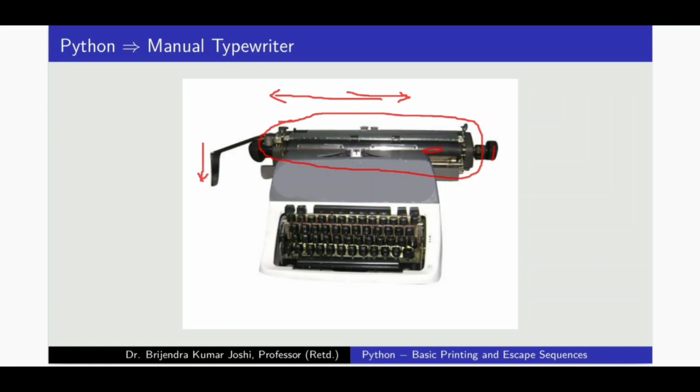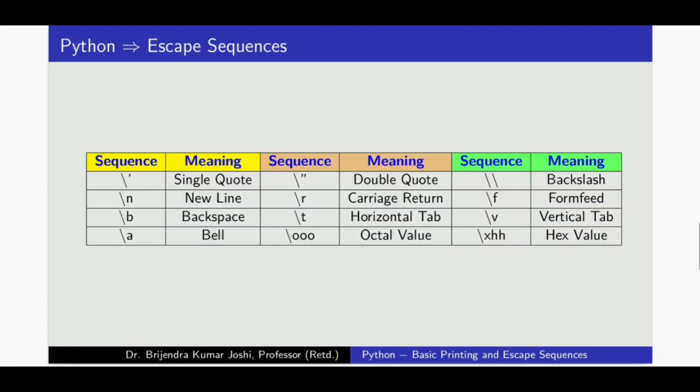So when you move the carriage towards its original position, we call it carriage return, and when you press this lever downwards, it is nothing but the line feed. It can be achieved by making use of some escape sequences: carriage return, line feed. So there are escape sequences which are recognized by Python.